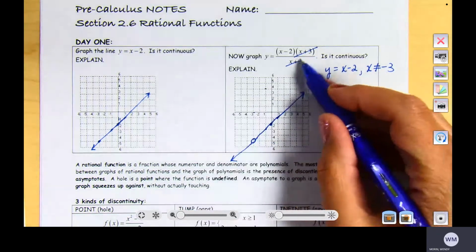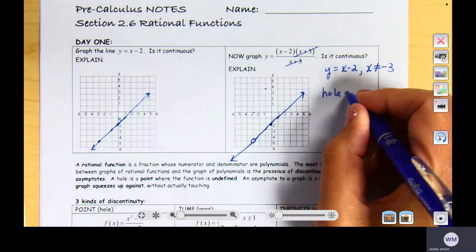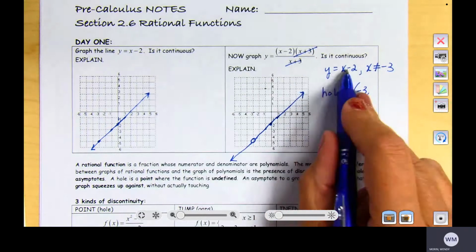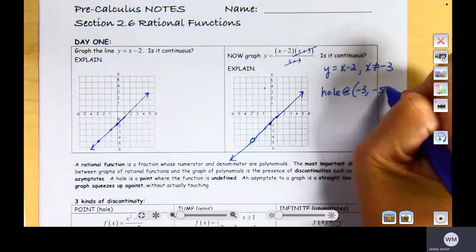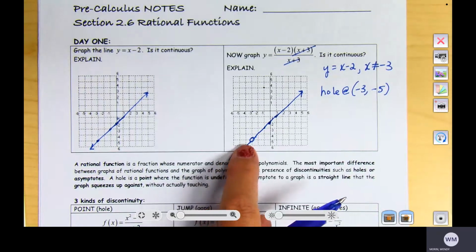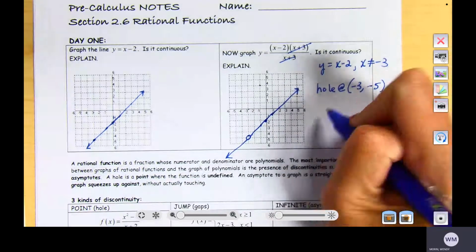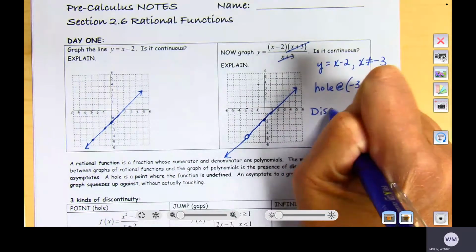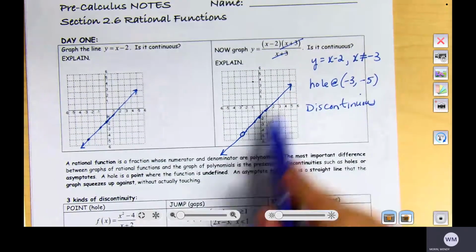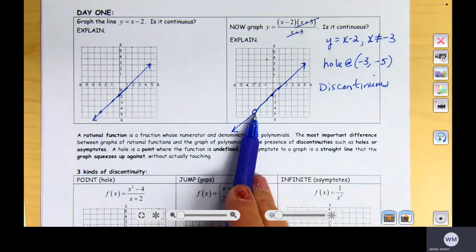Anytime there's a common factor in the numerator and the denominator, you have a hole at, in this case, -3. Plug it into the reduced equation, and that will give you the y value. The hole is at -3, -5. Now, if I trace this one, I have to pick up my finger to continue tracing. So this is discontinuous. This graph is discontinuous. Okay, this is called point discontinuity.